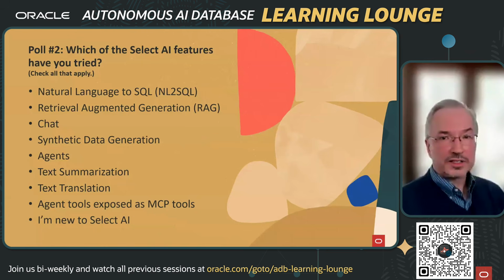So, Marcus, let's take another poll. Which of the Select AI features have you tried? Perhaps natural language to SQL, NL-to-SQL, retrieval augmented generation, chat, synthetic data generation, agents, text summarization, text translation, or agent tools exposed as MCP tools.